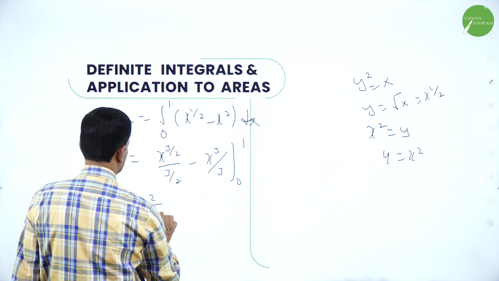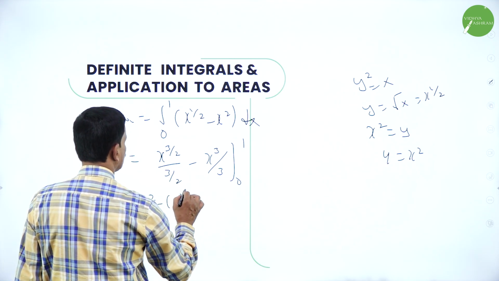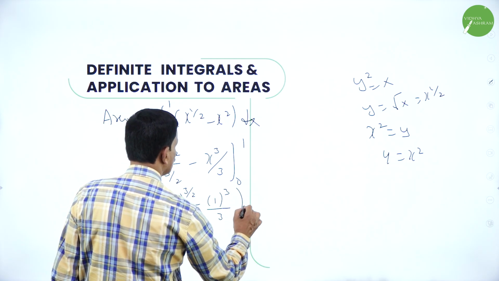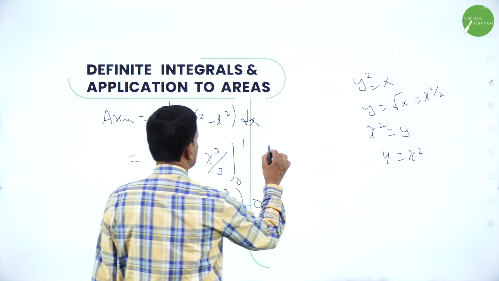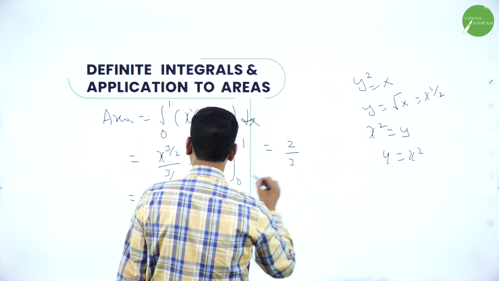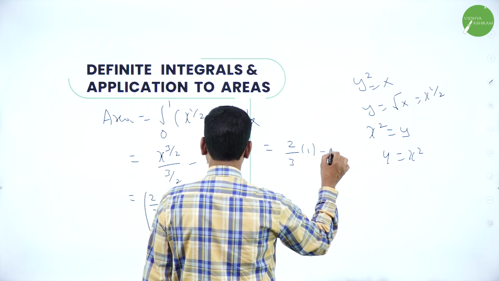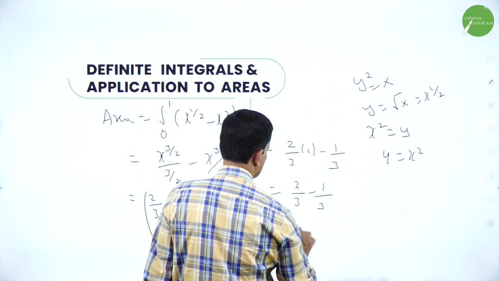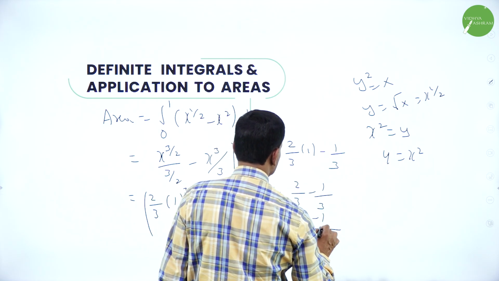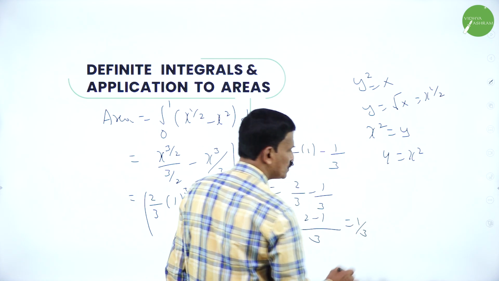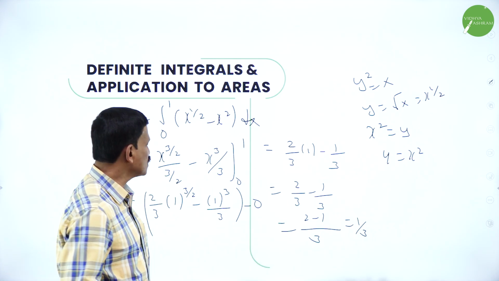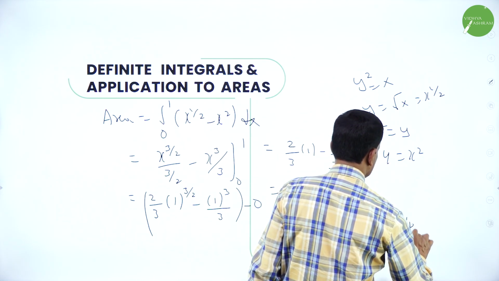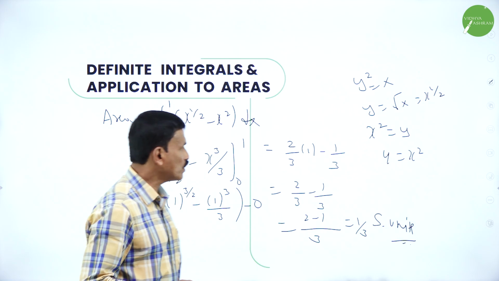So this is 2 by 3 into, apply the upper limit, 1 to the power of 3 by 2, minus 1 cube divided by 3, minus lower limit is 0. So this is equal to 2 by 3 into 1, which is 2 by 3 minus 1 by 3. Take LCM, 3 is the LCM. 2 minus 1, that's equal to 1 by 3. That's it. Hence the required area is equal to 1 over 3 square units. Now move on to the next problem.